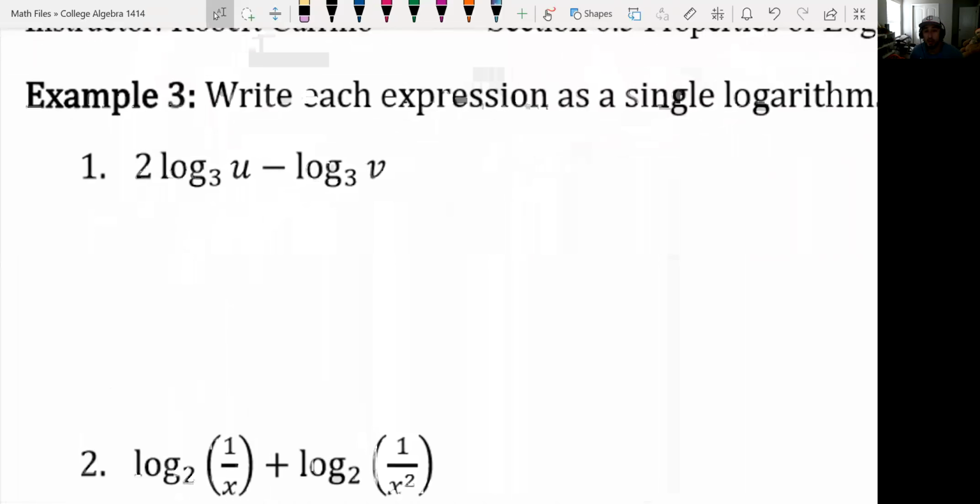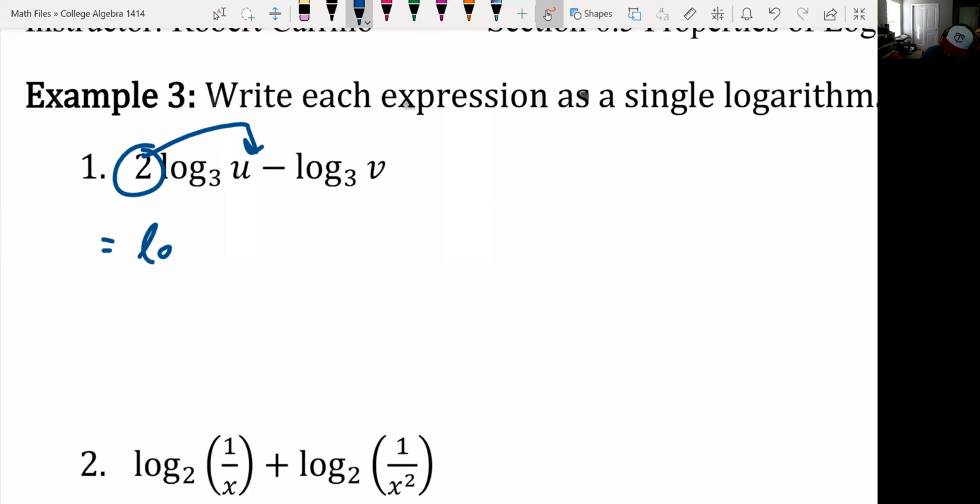So first up, you have 2 log base 3 of u minus log base 3 of v. So we know that since these are connected by subtraction, we're going to use the quotient to difference backwards. But before we do so, we have to get rid of this 2. So we're going to reverse power rule it. So this 2 has to go back on that u. So this becomes log base 3 of u squared minus log base 3 of v.